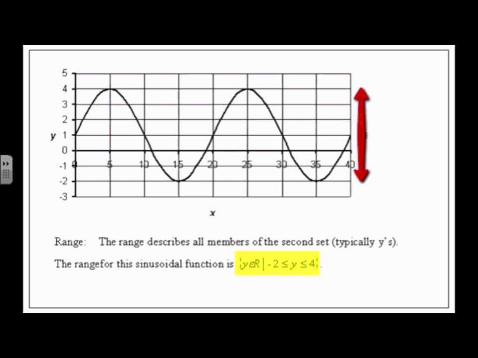The last thing we're going to find is the range. The range describes all members of the second set. In this case, our second set, or dependent variable, is y. So we want to describe all y values. Well, our largest y value is 4, and our smallest y value is -2. So it's all real numbers between -2 and +4.